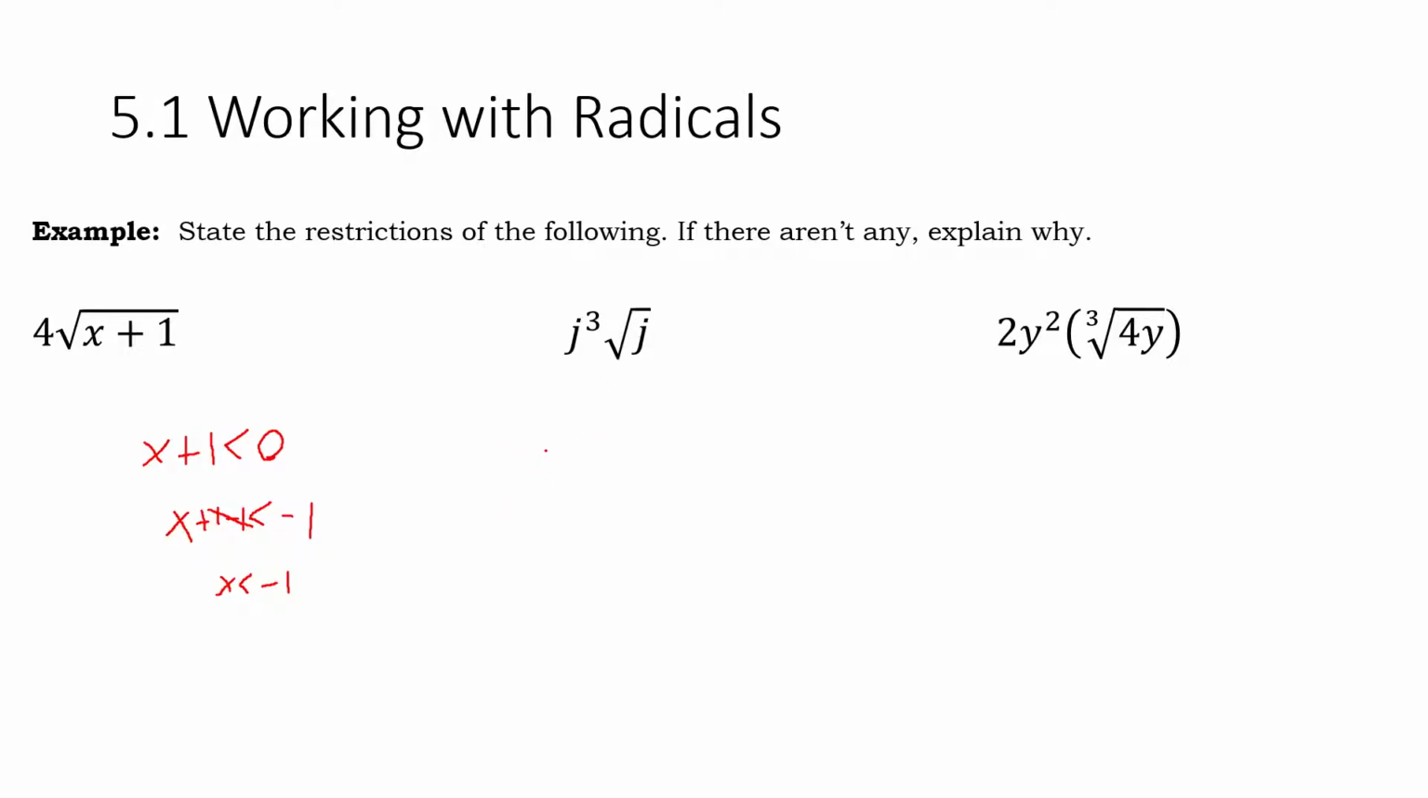For j, just what's underneath the radical there, we want to find out what would make that less than 0. Well, there's no manipulation needed here. Just any j term that's less than 0 would make this value for j impossible. Would make it an imaginary number. I don't want to say impossible.